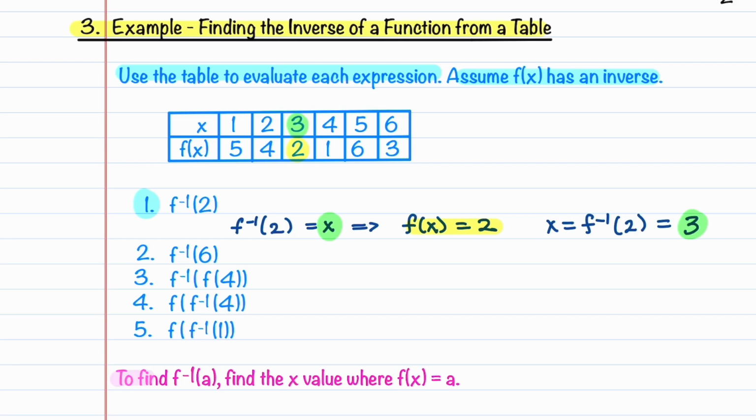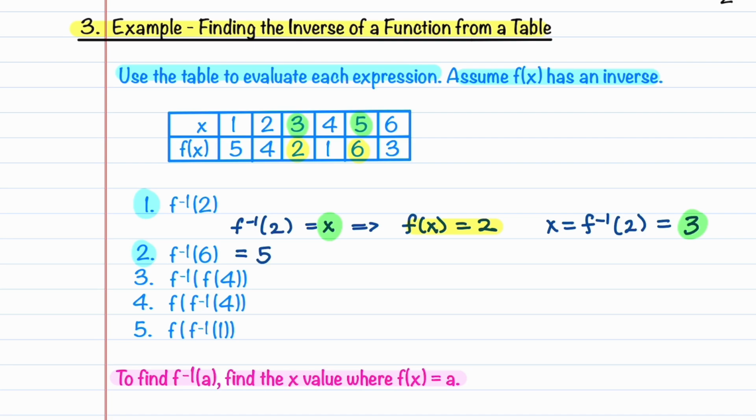To find f inverse of a, where a is any number, what we're going to do is find the x value where f of x is equal to a. Let's now look at our second example. We want to evaluate f inverse of 6. So that means we want to find the x value where f of x is equal to 6. So let's highlight f of x is equal to 6, and then the x value is just 5. So we have f inverse of 6 is equal to 5.